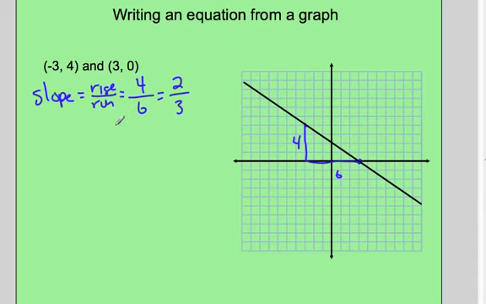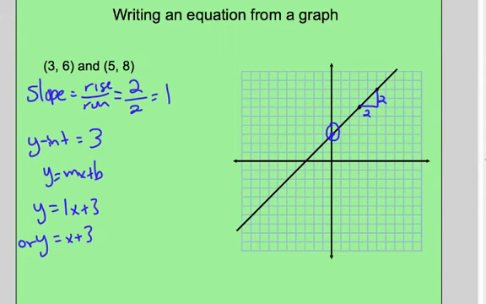Now, I gotta be honest with you. There's something a little bit wrong with my answer here. If you look at this line, you'll notice it goes down when I go from left to right. Anytime a line goes down from left to right, it's a negative slope. So this slope should be negative.